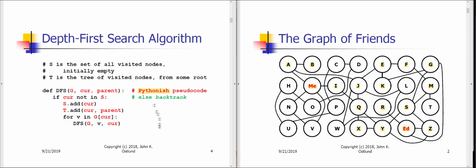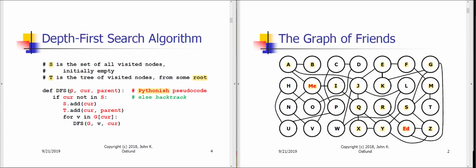This is not quite working, but it's close. We have S, our set of nodes that we have visited. Of course, that starts as an empty set. We also have T, which is the tree of nodes that we have visited, starting from some root that we select. Here again, the tree is initially empty.